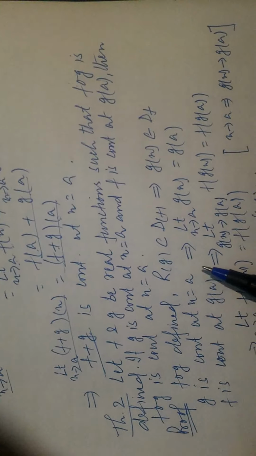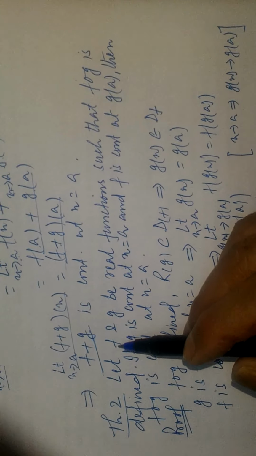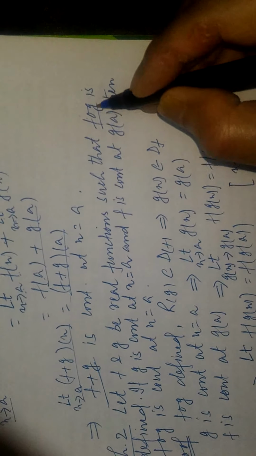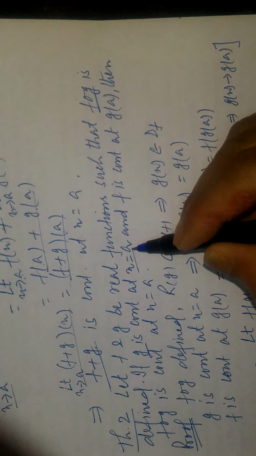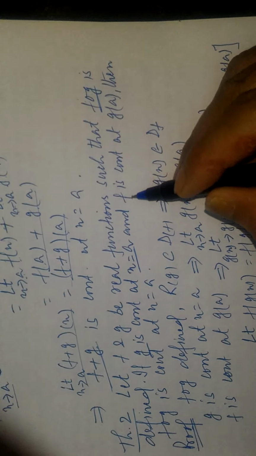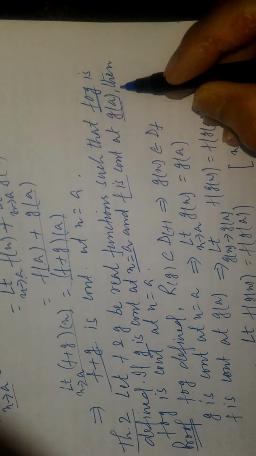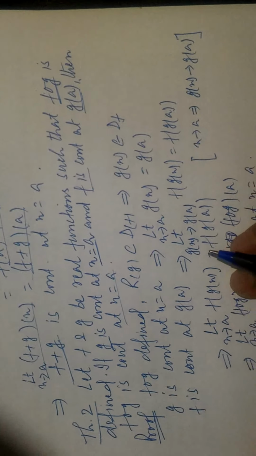Now there is one theorem: let f and g be real functions such that the composition f of g is defined. If g is continuous at x equal to a and f is continuous at g of a, then f of g is continuous at x equal to a.